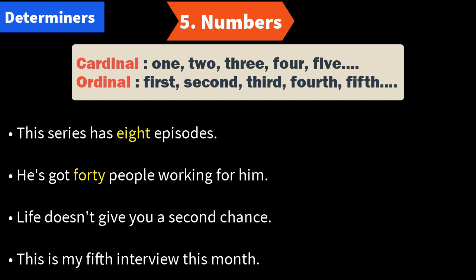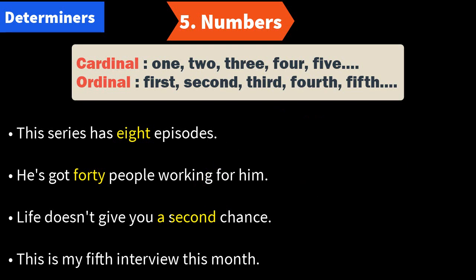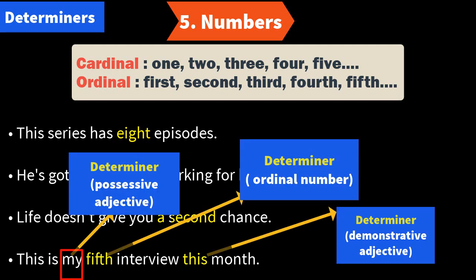Life does not give you a second chance. So here, second is a determiner, an ordinal number, modifying the noun chance, right? Next example. This is my 5th interview this month. So we got a couple of determiners in this example. Now the first, this, is not a determiner, it's a pronoun. Understand this. But my here is a determiner, a possessive adjective, and fifth here is also a determiner, right? Modifying the noun interview. And this, that's coming after interview, is also a determiner, modifying the noun month. Which month? This month. So that's how numbers work as determiners.